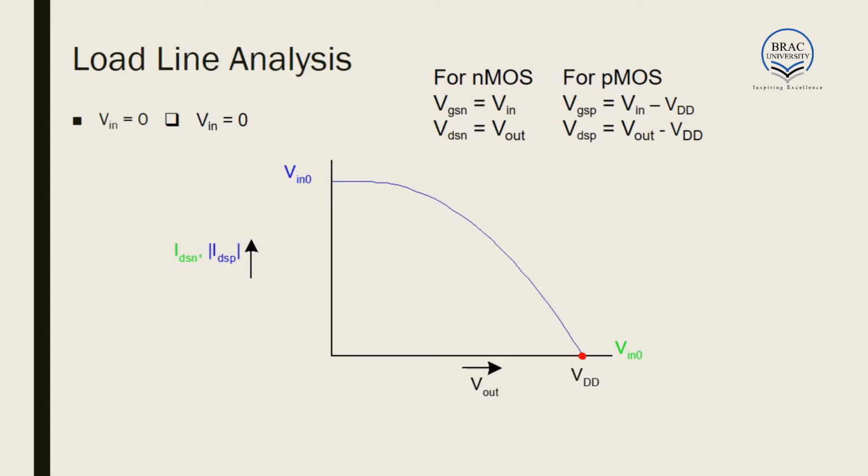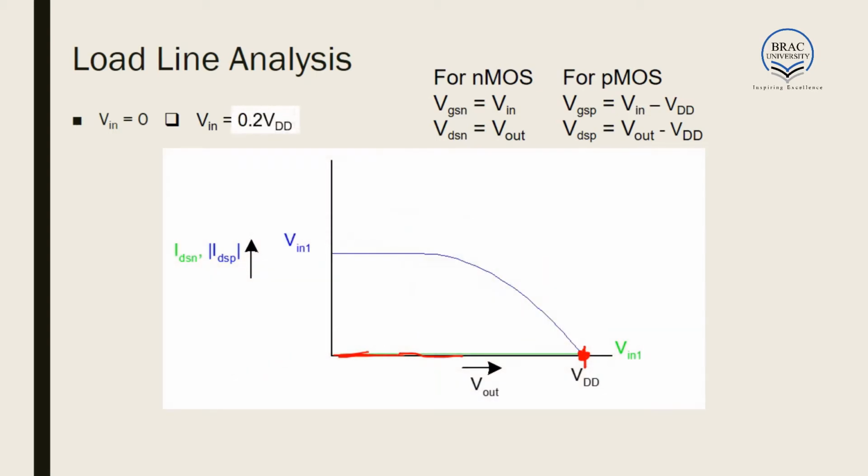When Vin is equal to 0, our NMOS will be in cutoff region while our PMOS will be completely on. As a result, the NMOS curve and the PMOS curve will meet here. As a result, the output voltage is equal to VDD.